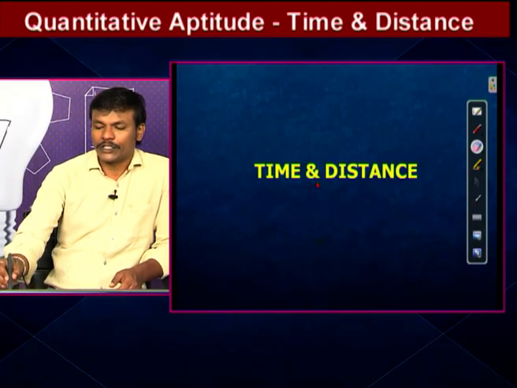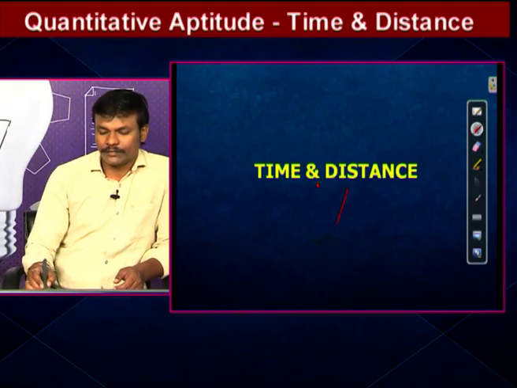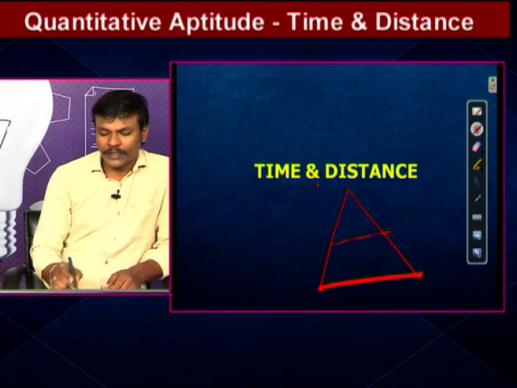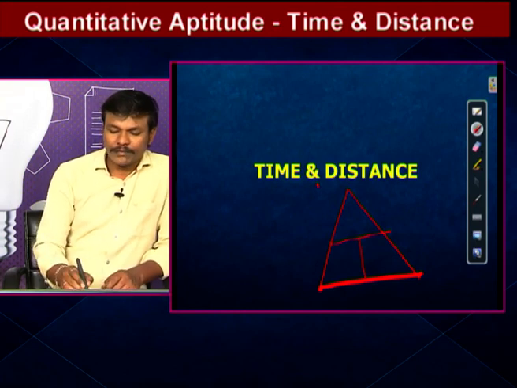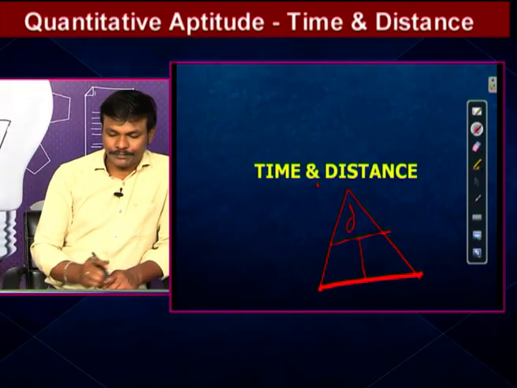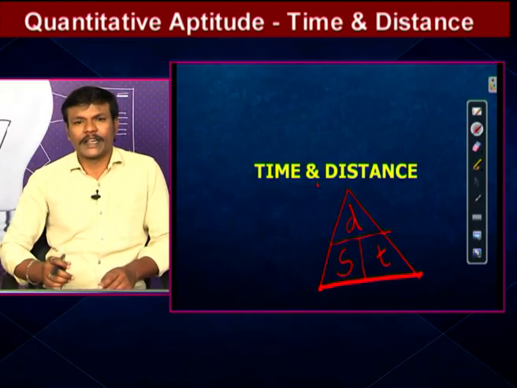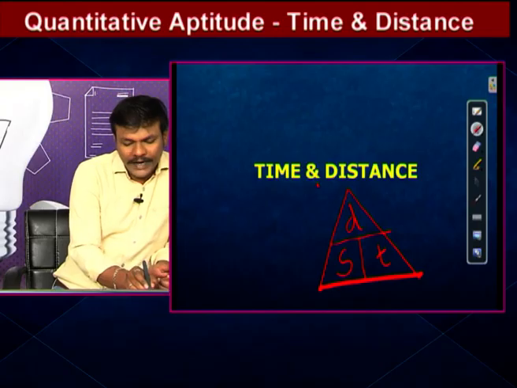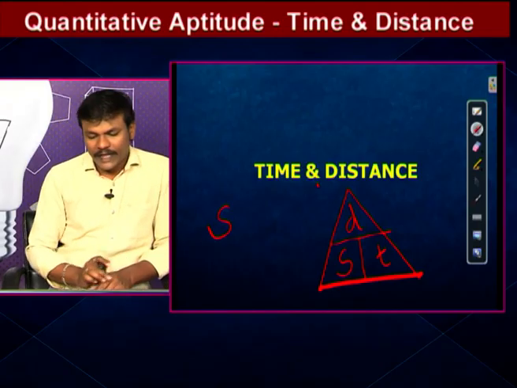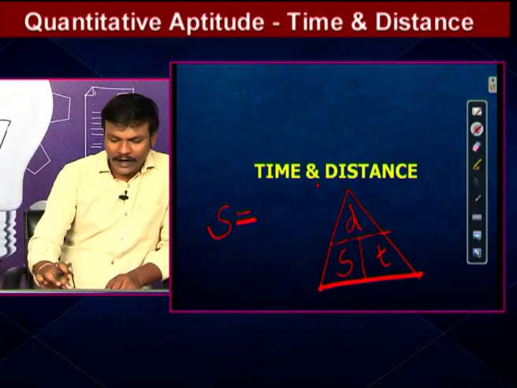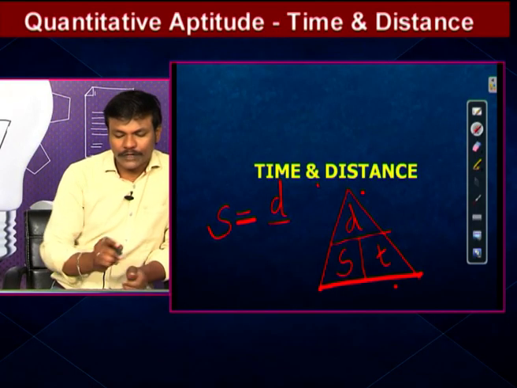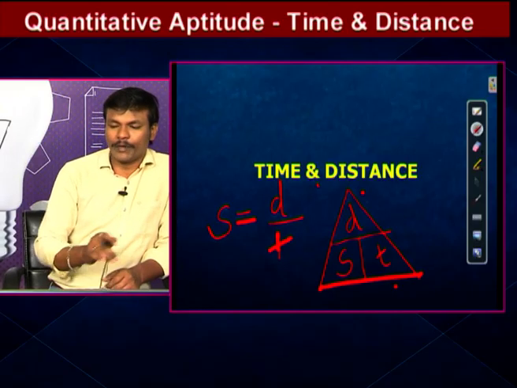What is the triangle? First you draw a triangle. You divide it into three parts. The three parts are taken as D, T and S. Now we formulate that speed S is equal to, in the numerator D, in the denominator T, that is D by T. This is the first formula. Speed is equal to D by T from this triangle.